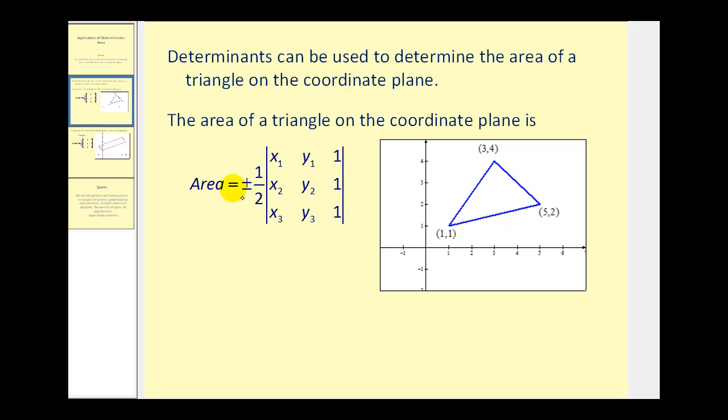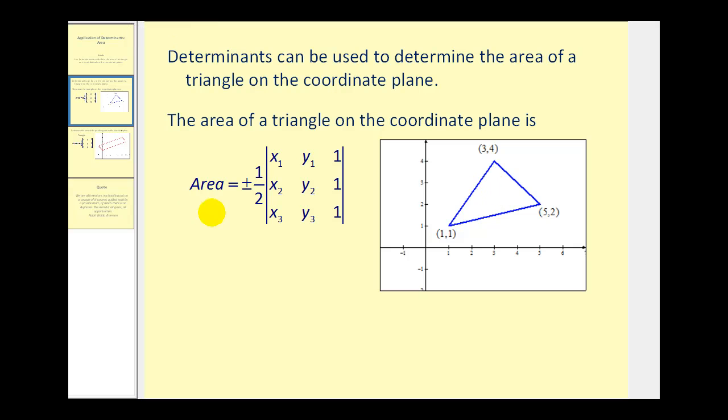Now the reason there's a plus or minus here is that based upon the order in which you place the coordinates in the determinant, this value may be positive or negative. We know that area is always positive, so if the value of this determinant is negative, we would multiply it by negative 1/2, and if it was positive, we'd multiply it by positive 1/2. So we don't have to be too concerned about how we place the coordinates into the determinant. Let's go ahead and give it a try.